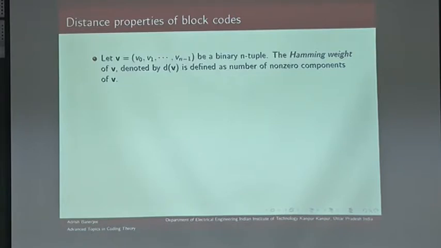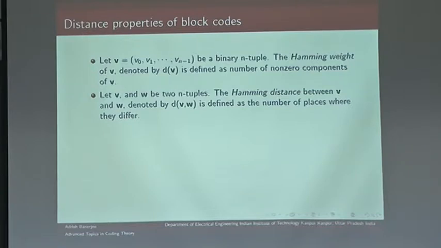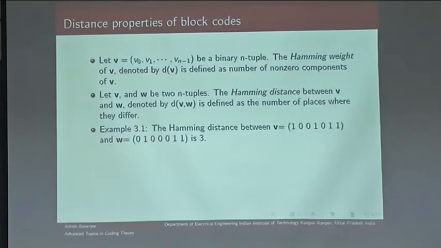So let V be a binary n-tuple. So basically V is of length n, and each of these bits can be 0 or 1. Hamming weight of V is defined as the number of non-zero components of V. And similarly, we define Hamming distance between two n-tuples, V and W, as the number of places in which they differ. So for example, if you consider V to be 1001011, and W to be 0100011, then you can see this differs in the first bit location, second bit location, and fourth bit location. That's it. So the Hamming distance is 3.